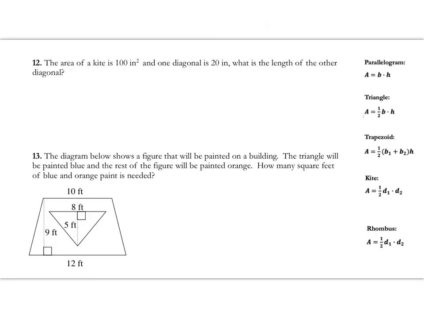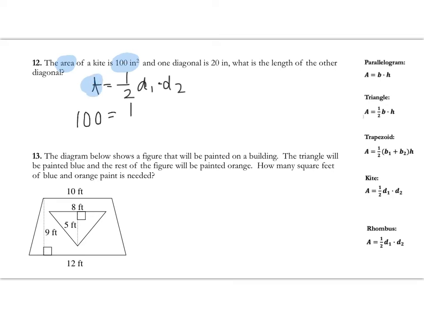In number 12, it says we are dealing with the area of a kite, so I'm going to write the formula down first. Again, that's my very first step. Area equals 1/2 d1 times d2. And then we're going to plug in what we know. We know that the area of the kite is 100.